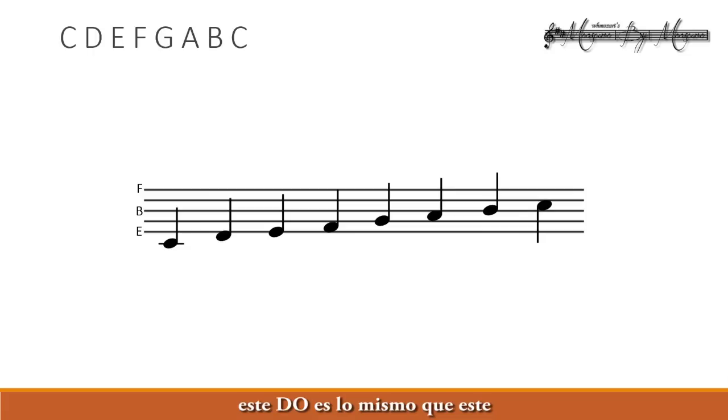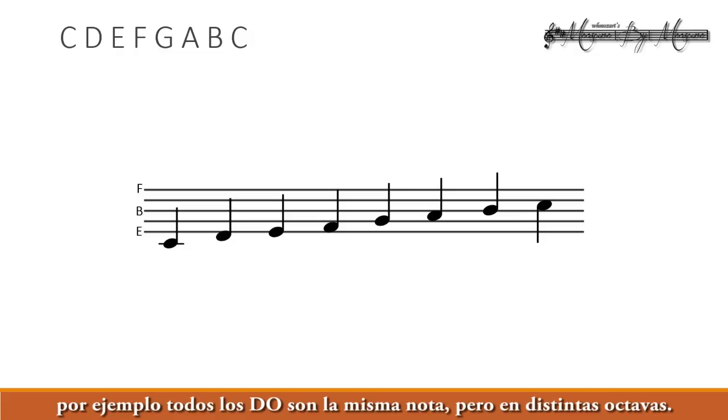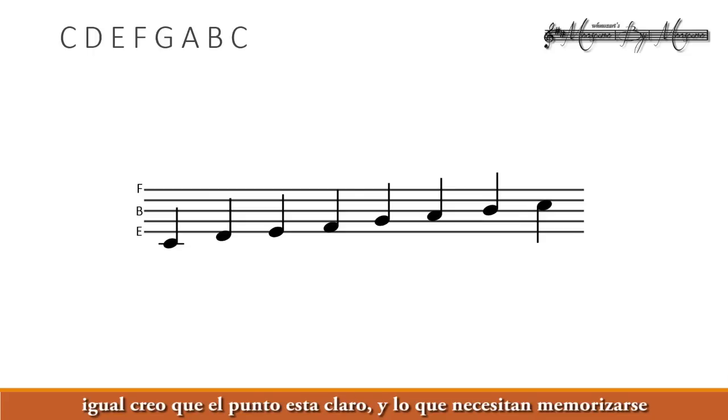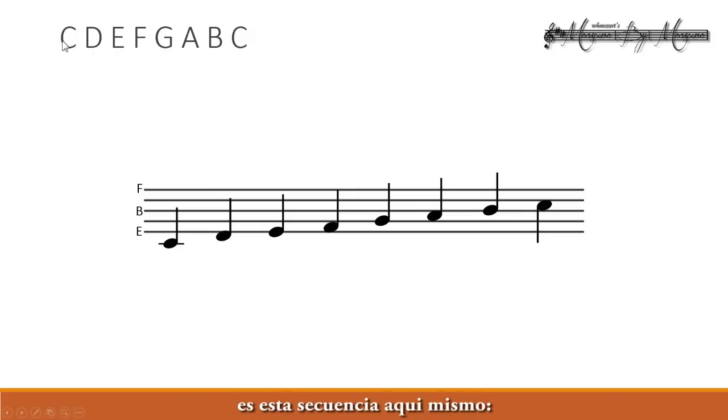This C sounds the same as this one, note-wise, but it's an octave higher. All C's are the same note, only different octaves. Oh, well, that was an E. Sorry. Anyway, I think the point is clear, and what you need to memorize is this sequence right here: C, D, E, F, G, A, B, C.